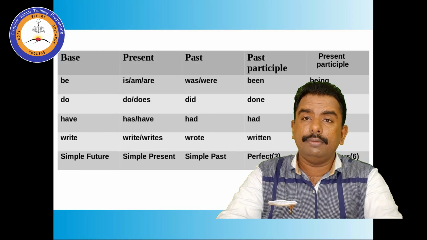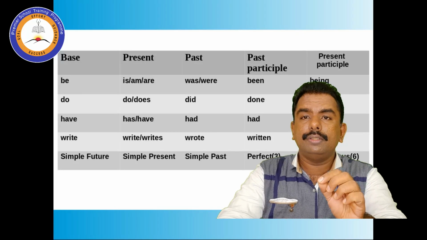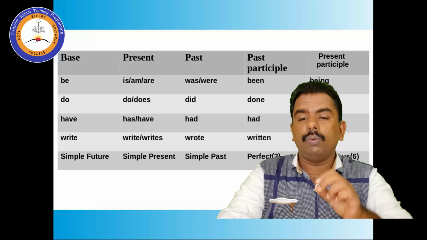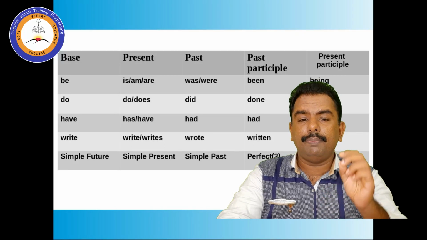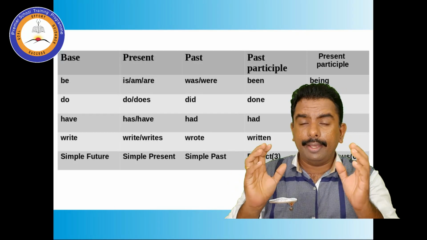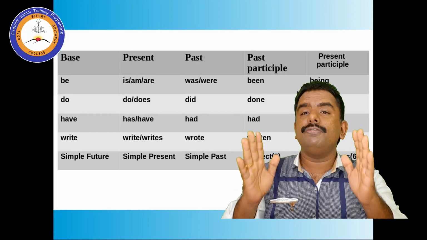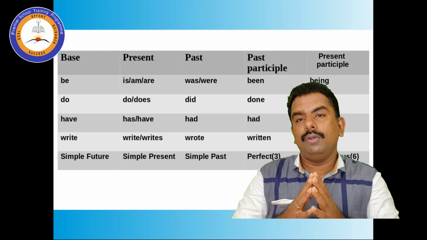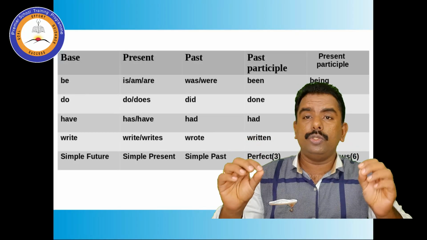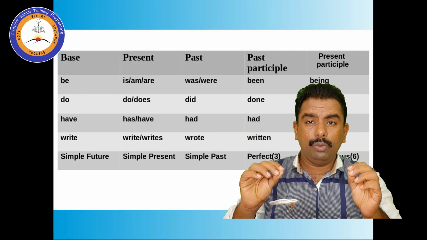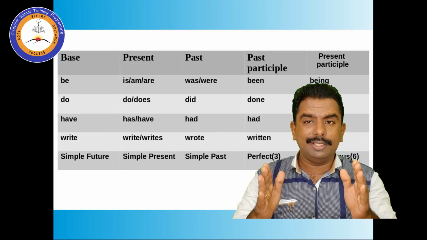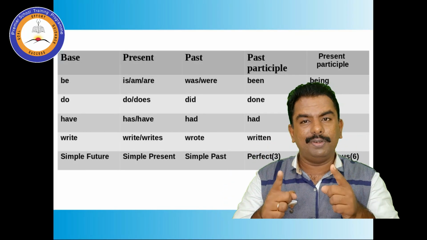Next is an example of a main verb. Write is the base form, write or writes is the present form, wrote is the past form, written is the past participle form, and writing is the present participle form. Why did I present these five forms of the verb in front of you? The reason is that you can identify the tense in detail without spending much time. That's why I presented this table in front of you.